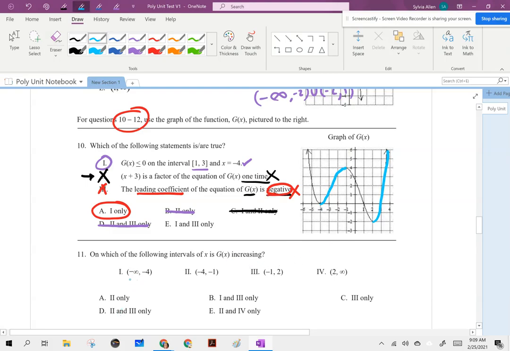We know that it's not negative infinity to -4. We did not draw that. It looks like we're going from -4 to -1. From -1 to 2 is decreasing, so that's not right. And then from 2 to infinity is also increasing. So we're looking for 2 and 4. So that means we're looking at E.